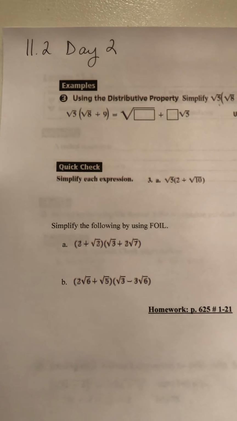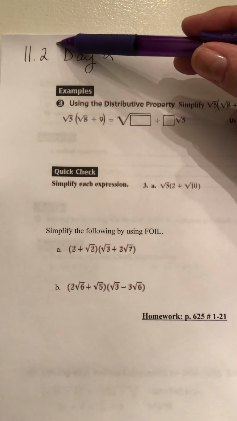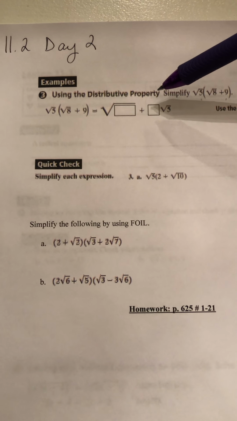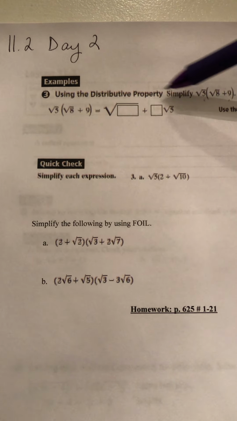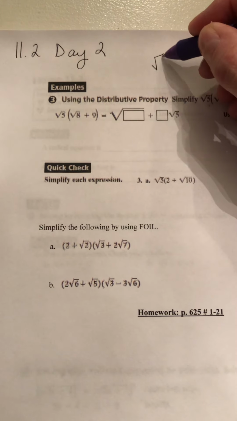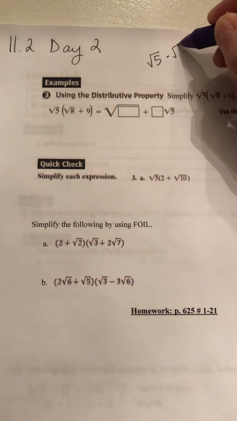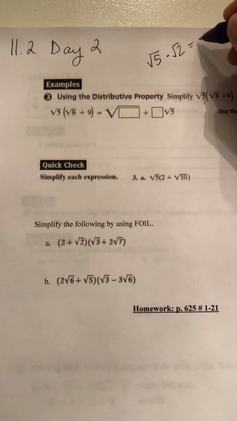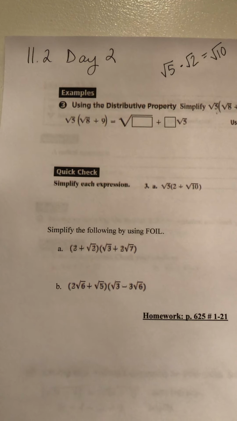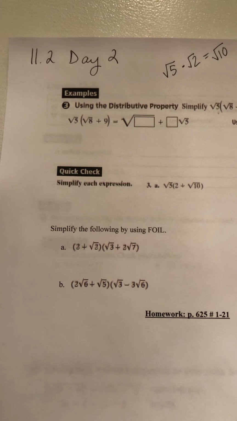Hello everyone, we're back again doing lesson 11.2, day 2. Today we're going to talk about how to multiply radicals, although we kind of already have done that. We've only really done a monomial, say like root 5 times root 2, another monomial, back in lesson 11.1. And we would just say that's root 10, can't break 10 down, that would be it.